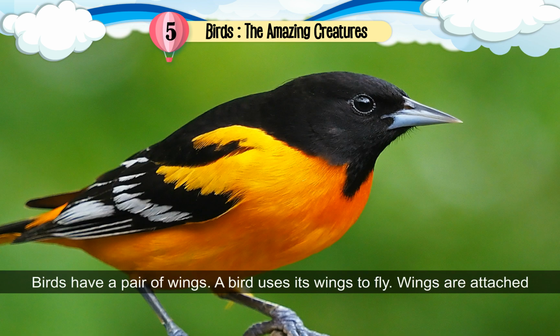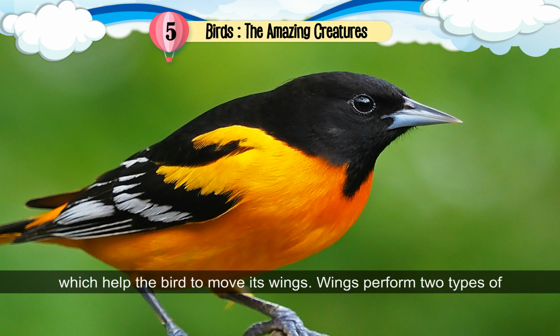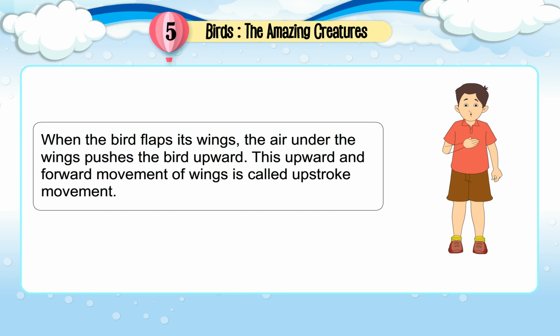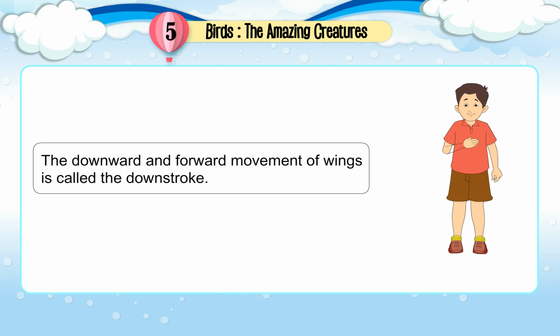Wings. Birds have a pair of wings. A bird uses its wings to fly. Wings are attached to the body with strong muscles. These muscles are called flight muscles, which help the bird to move its wings. Wings perform two types of movements. 1. Upstroke. When the bird flaps its wings, the air under the wings pushes the bird upward. This upward and forward movement of wings is called upstroke movement. 2. Downstroke. The downward and forward movement of wings is called the downstroke.